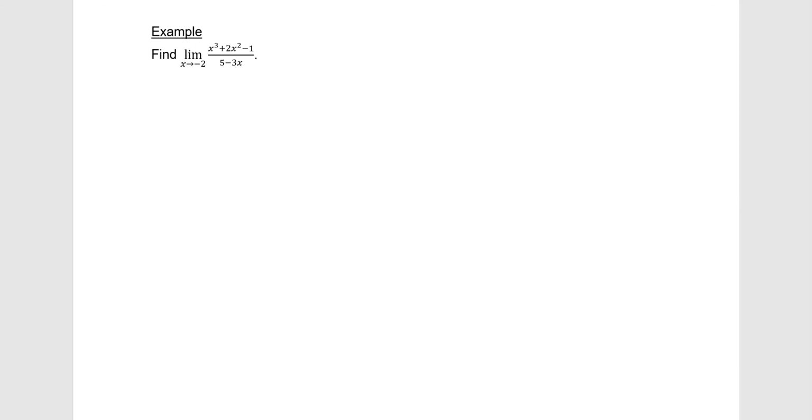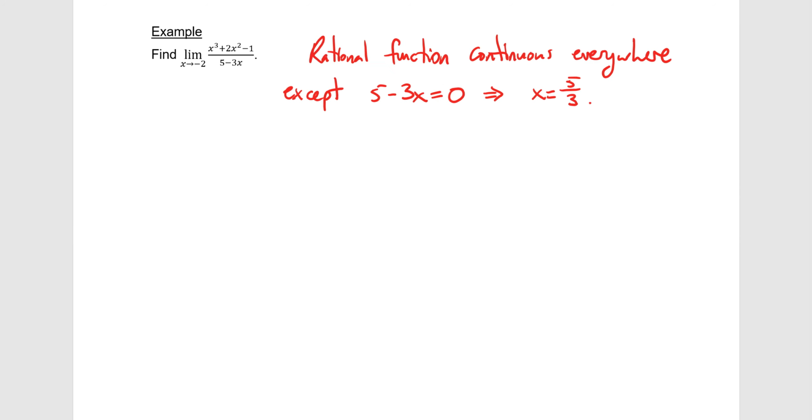Next one, we'll go a little bit faster for this one. Find the limit as x approaches negative 2 of x cubed plus 2x squared minus 1 over 5 minus 3x. We know that this is continuous everywhere except when the denominator equals 0. That denominator equals 0 when x is equal to 5/3. So since we're not finding the limit at 5/3, we can go ahead and just plug it right in.